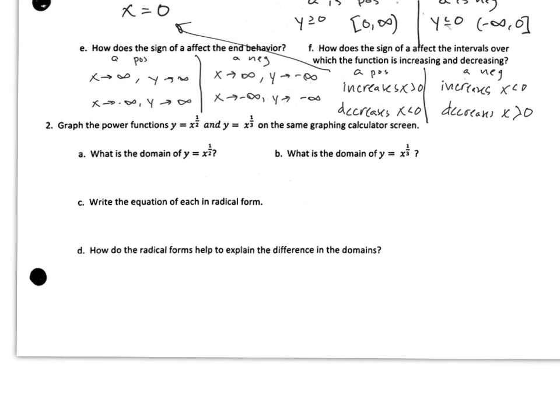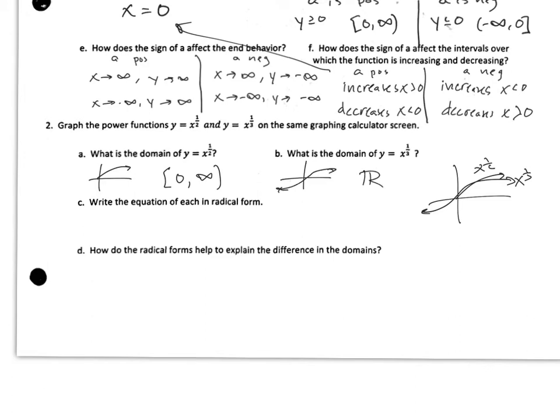So now they want you to graph these two things on the same screen on your calculator. So we have x to the 1/2, and we have x to the 1/3. They may not look exactly like that, but this is sort of close. So we can see that the domain of x to the 1/2 is this graph, and it goes from 0 to infinity, or x is greater than or equal to 0. But x to the 1/3 is this graph, and this has the domain of all reals.